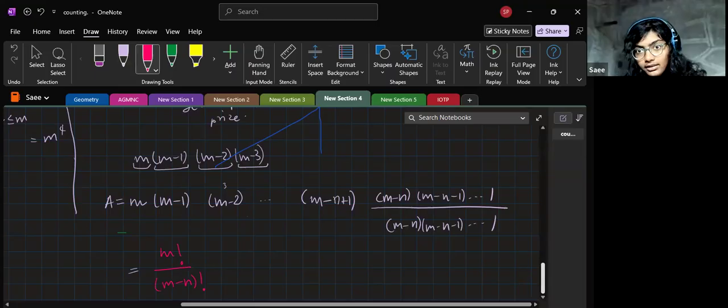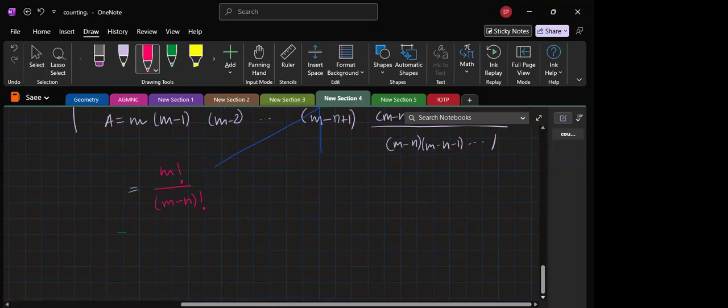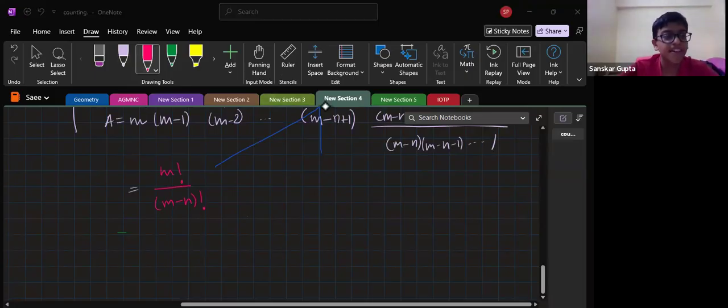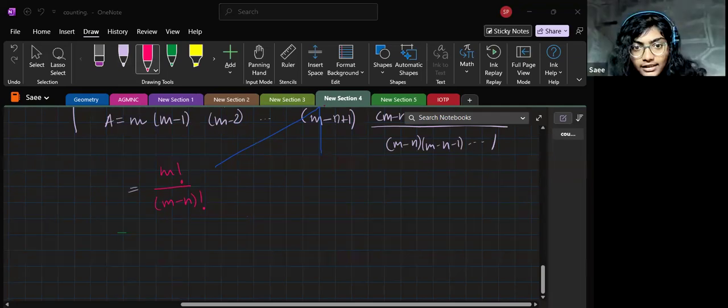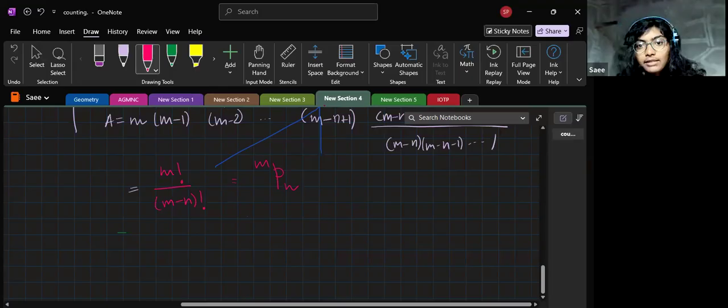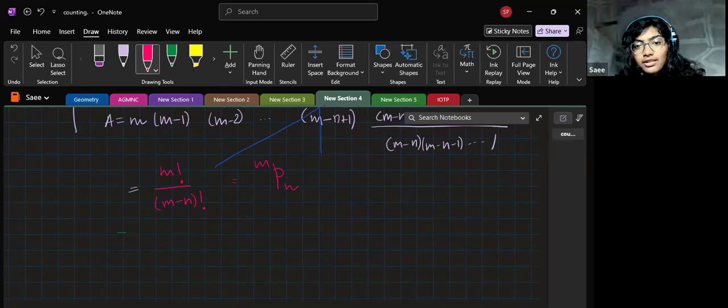Make sense? Yes. Okay. This is just mPn. So this is the nice or fancy way to write mPn, the permutations of n. This is when you want to choose n distinct objects with an ordering from m distinct objects or people.